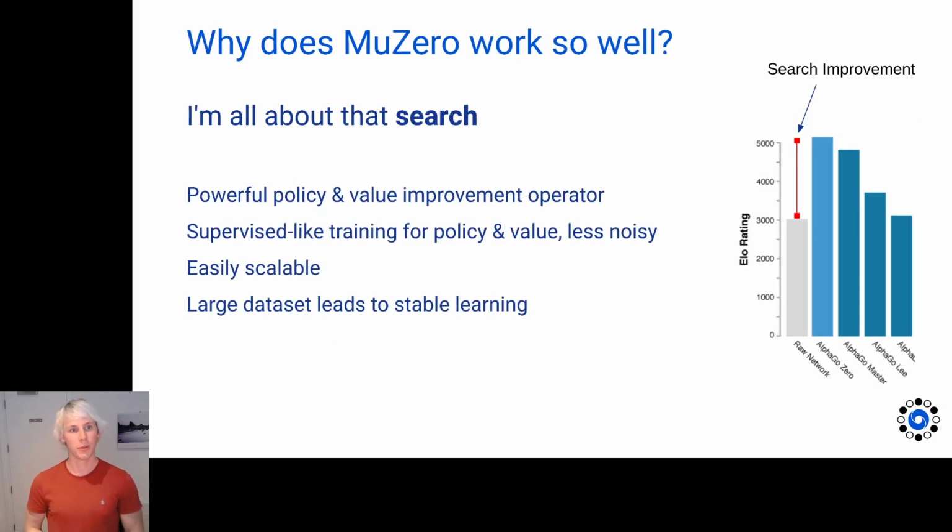So I hopefully have convinced you now why MuZero works so well. Because of the search. Because the search is a very powerful policy and value improvement operator. It allows us to plan into the future. It gives us very good training signals that are very similar to supervised data you might have, and less noisy than, for example, policy gradients could be. It's also easily scalable. You can just increase how much search you want to do, and you can get very stable training this way.